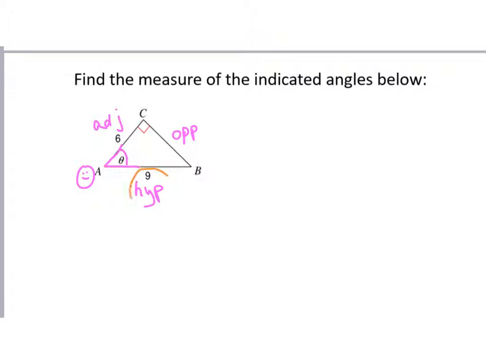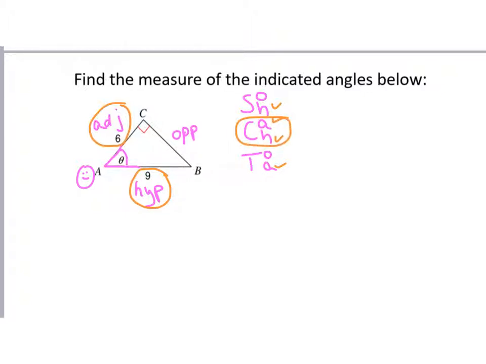Then when I look, I know my hypotenuse. I also know my adjacent. There's not a side I'm trying to find. I don't have an X on a side. I'm going to look at SOHCAHTOA. I circled adjacent, and I circled the hypotenuse. So the one with two checks on it is the cosine.